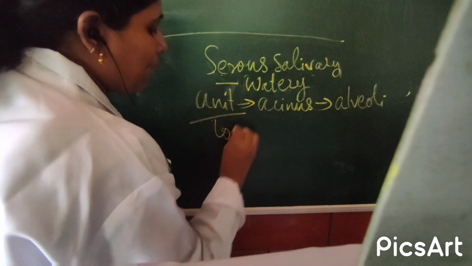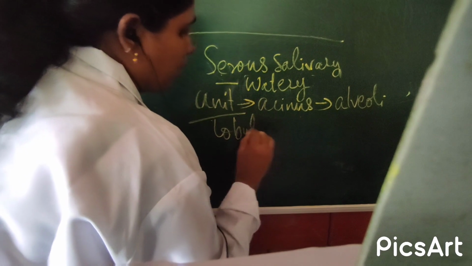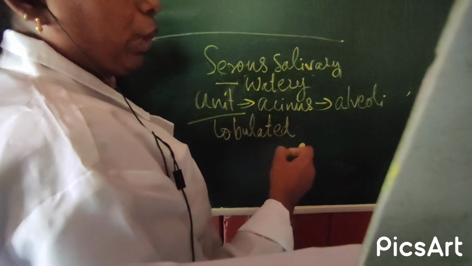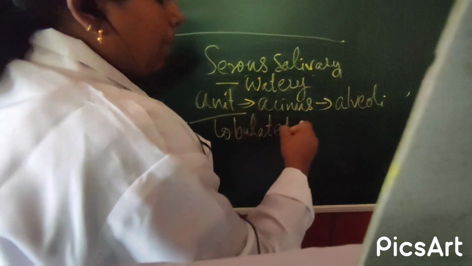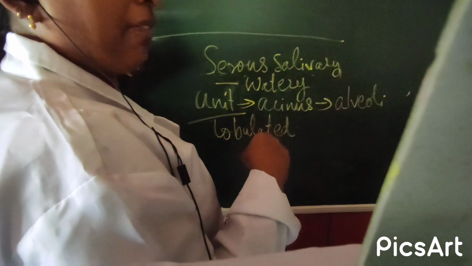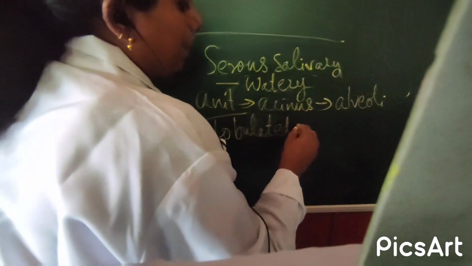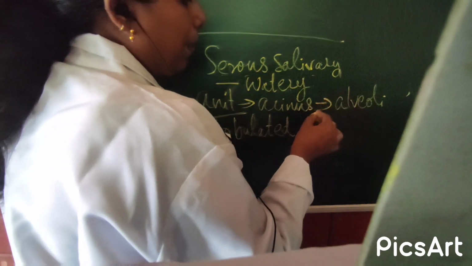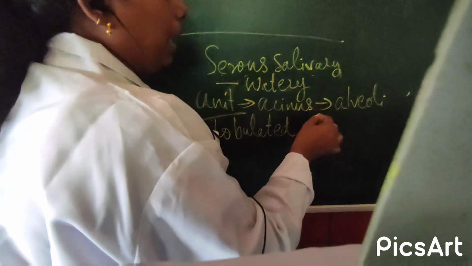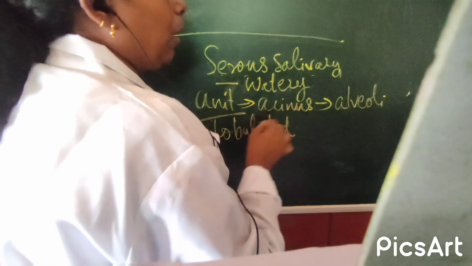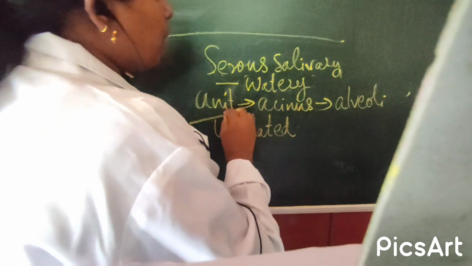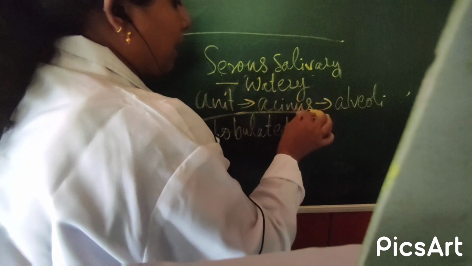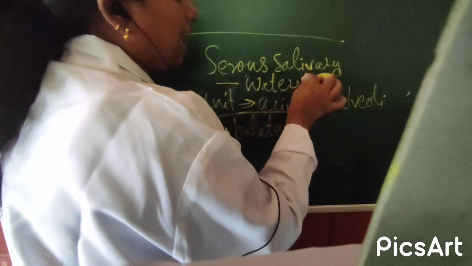It is a lobulated gland. It shows lobules. The gland is divided into lobes by connective tissue, and again divides into lobules by connective tissue, and the unit is the acinus. So a number of acini together form the lobules, lobules together form the lobes, and the lobes together form the gland. Because of the presence of the serous secretion, we call it the serous salivary gland.